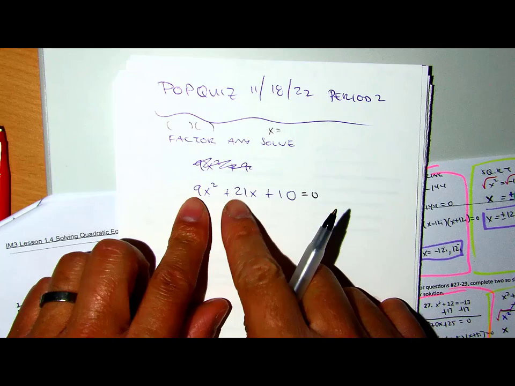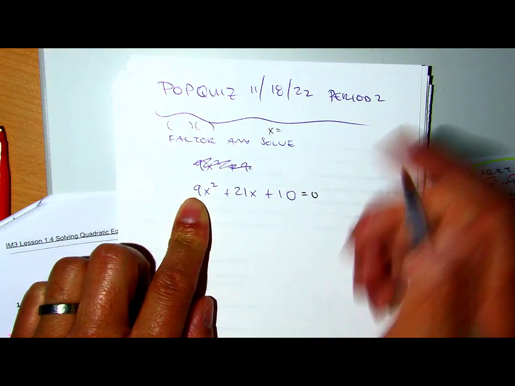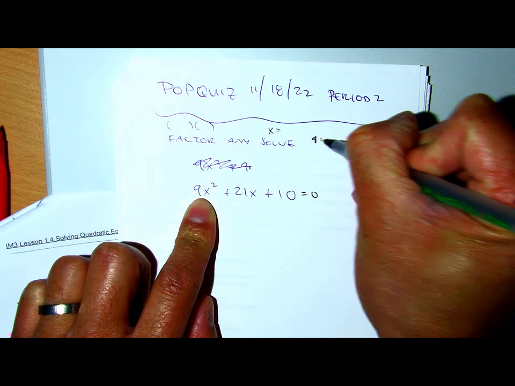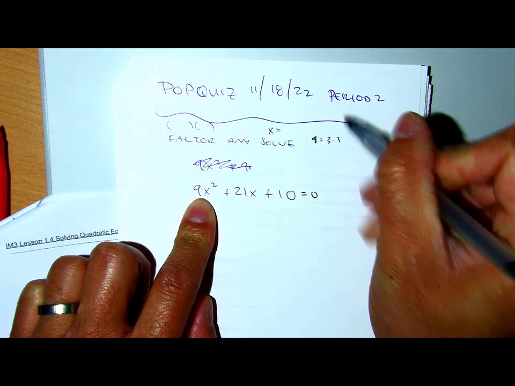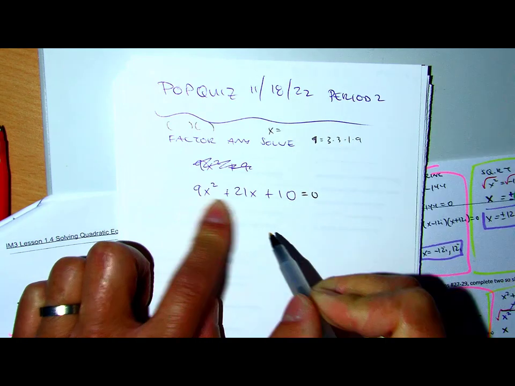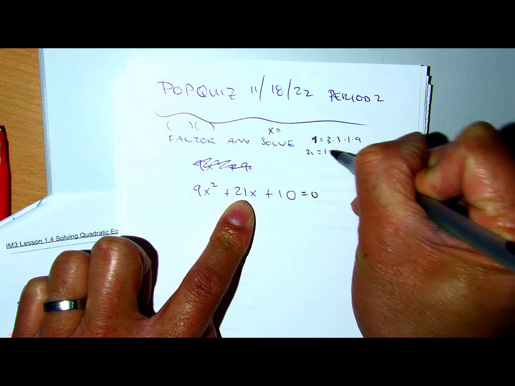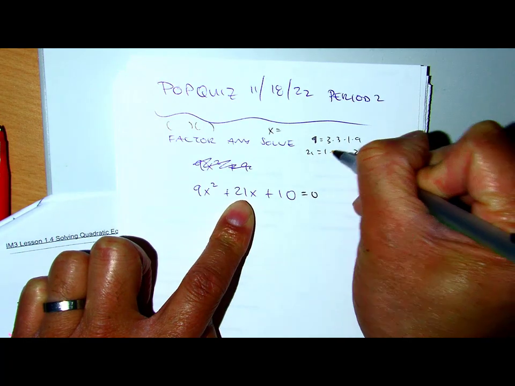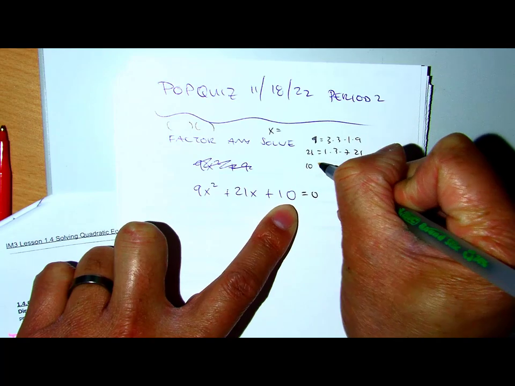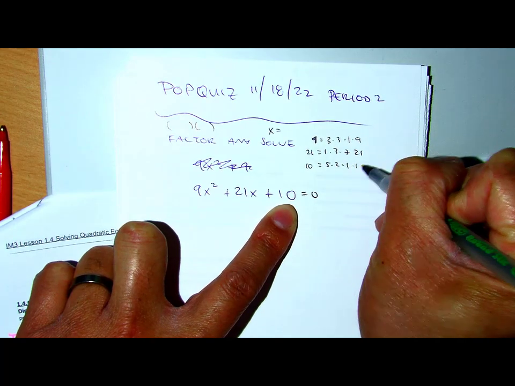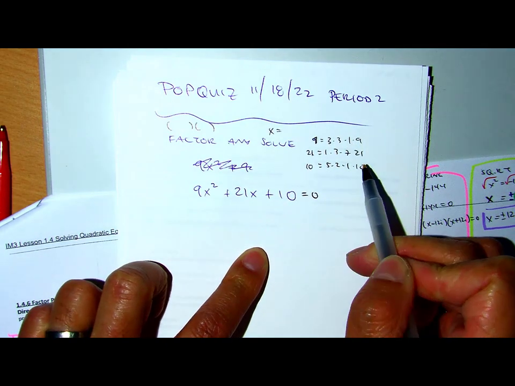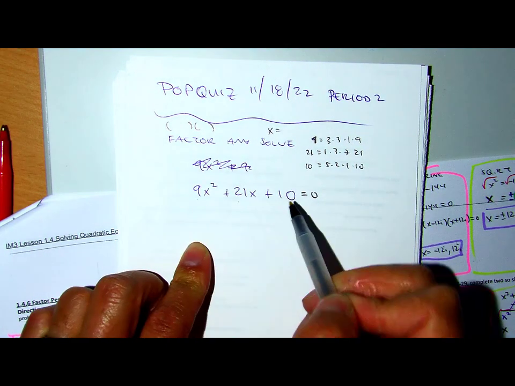I think about 9, 21, and 10. 9, the factors are 3 times 3, 1 and 9. 21 is 1 and 21, 3 and 7. And 10 is 5, 2, 1, and 10. You'll notice that they don't have any numbers in common except for 1. So 9, 21, and 10 have nothing in common.